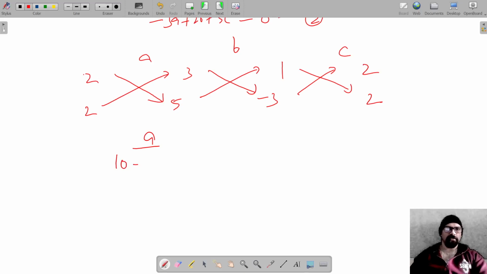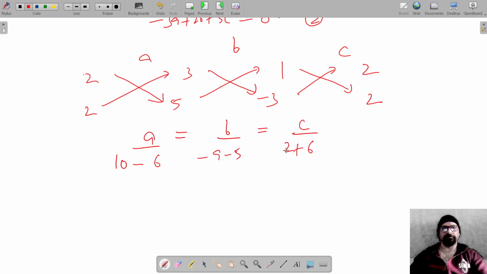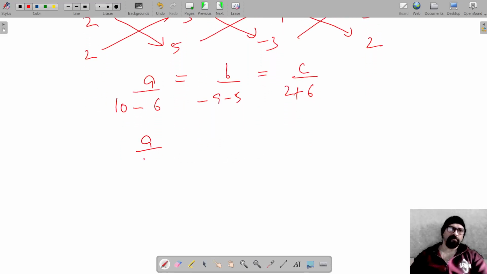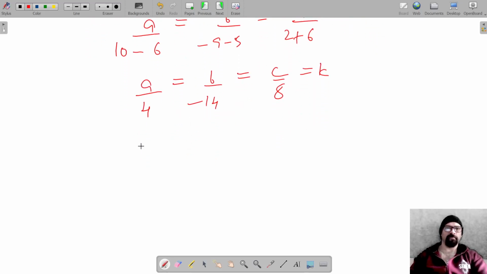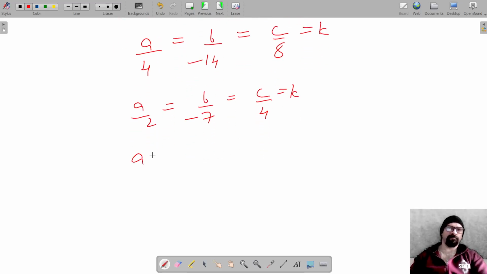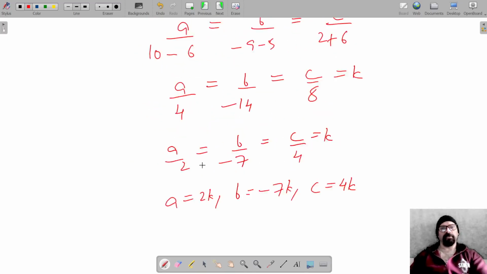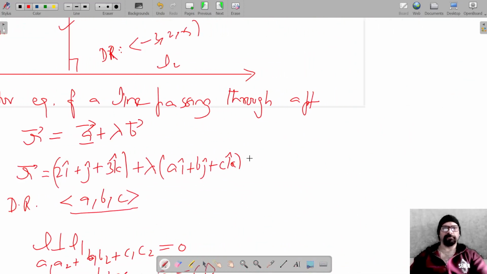Okay, so this is a by 10 minus 6 is equal to b by negative 9 minus 4 is equal to c by 2 plus 6. So which gives me a by 4 is equal to b by negative 14 is equal to c by 8. Let's say this is equal to k. I can take 2 common here. This is a by 2 is equal to b by negative 7 is equal to c by 4 is equal to k, which gives me a is equal to 2k, b is equal to negative 7k, and c is equal to 4k.